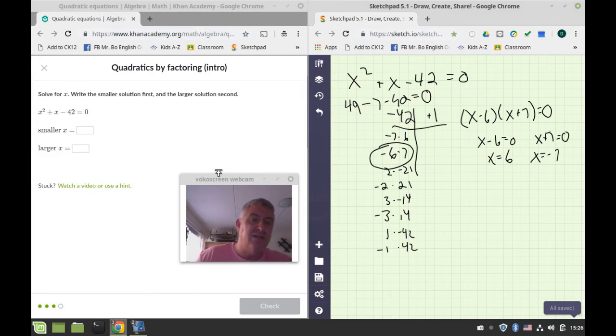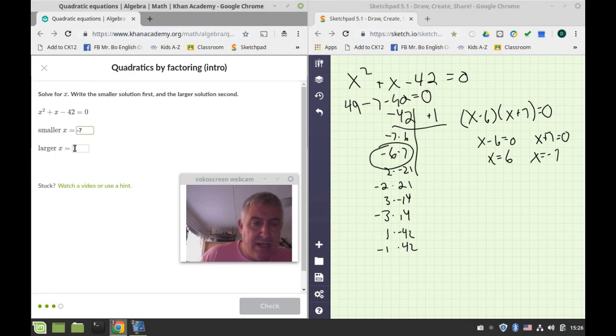And we want the smaller x. The smaller one is negative 7, and the larger one is the positive 6.